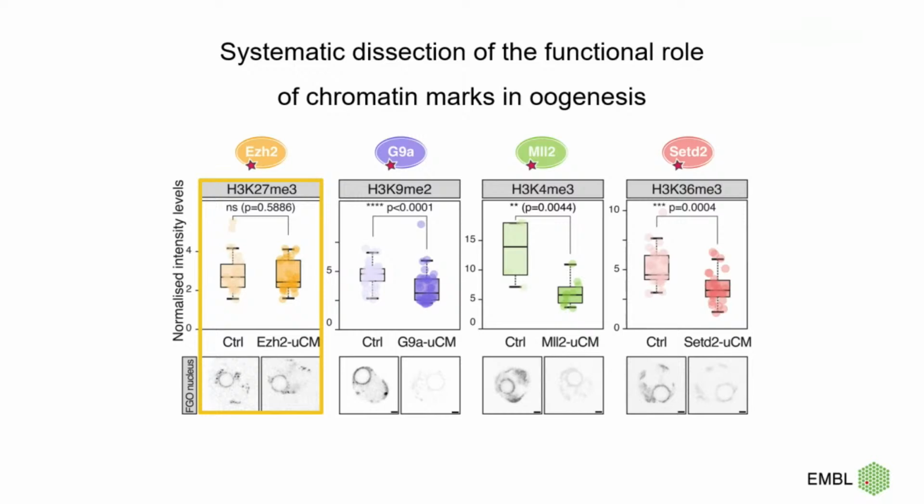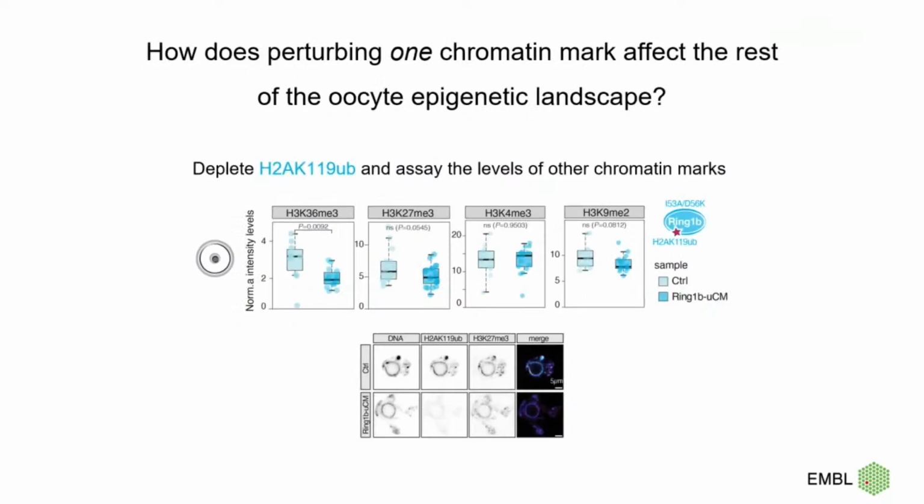start asking questions about, for example, what happens if you perturb one chromatin modification to the rest of the epigenomic landscape. And so, for instance, we can deplete, in the case of Ring1b, H2A K119 ubiquitination, and look at other chromatin modifications. And in this particular case, we saw that the effect was quite restricted to, of course, K119 ubiquitination, but only K36 trimethylation was affected, which is normally mutually exclusive with ubiquitination on the oocyte genome.